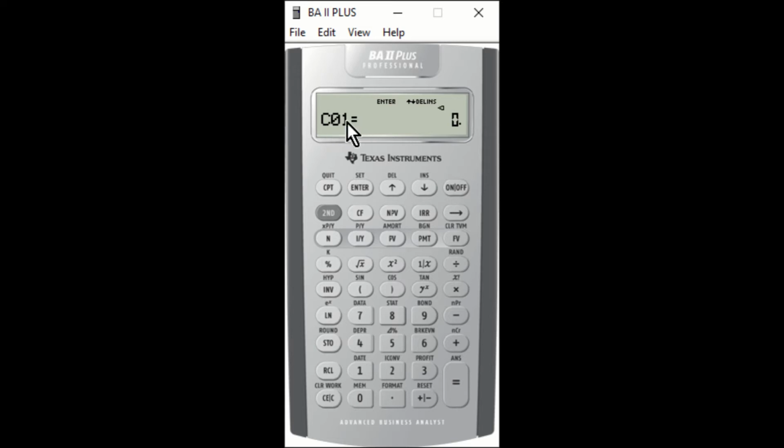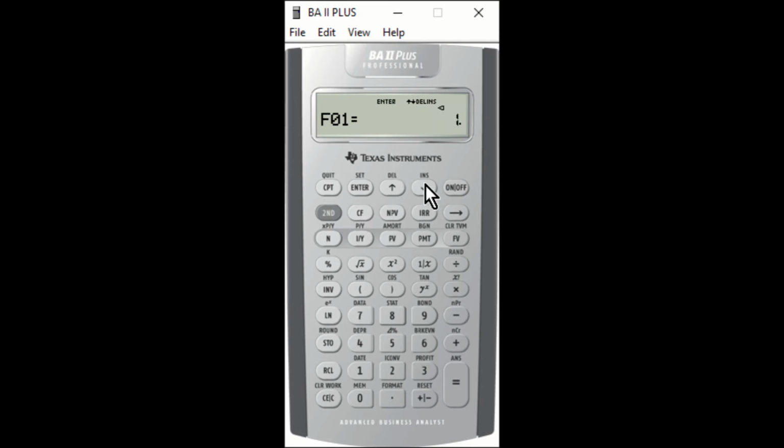And so the first thing that comes up is C01. This is asking for our first cash flow. Our first cash flow in year one is $4,000. So we put in $4,000. Now it's very important, the calculator even reminds us here, that we need to press enter. Now watch what happens when I press enter. The equal sign came up. If the equal sign is not there, then the calculator is not going to remember what we've told it.